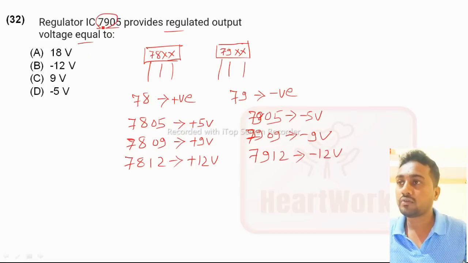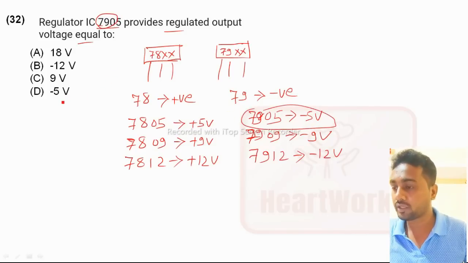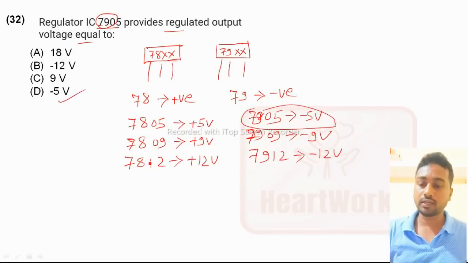So here 7905 means minus 5 volt, option D is the right answer.